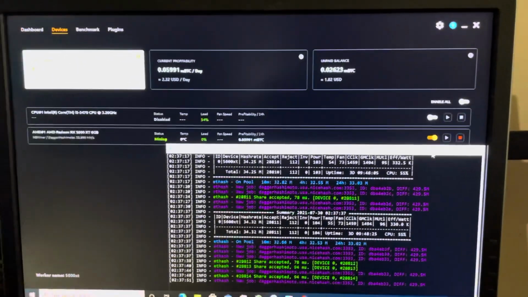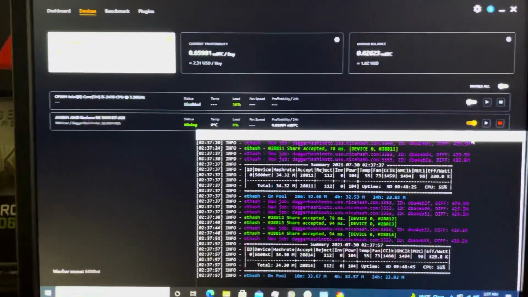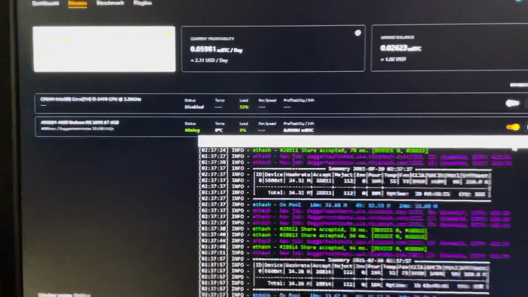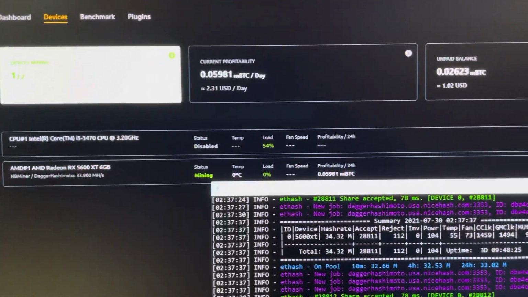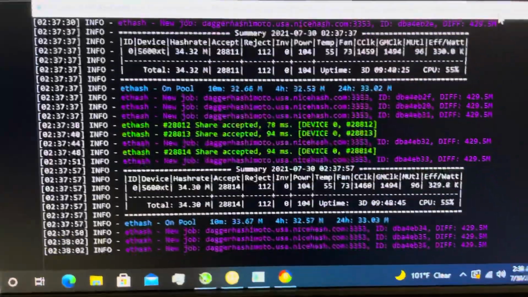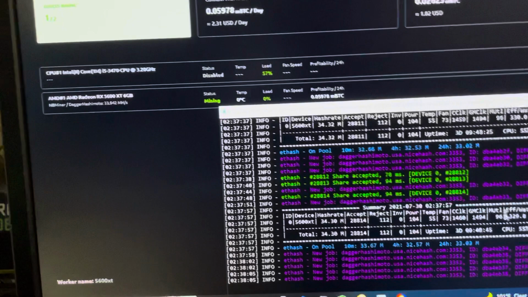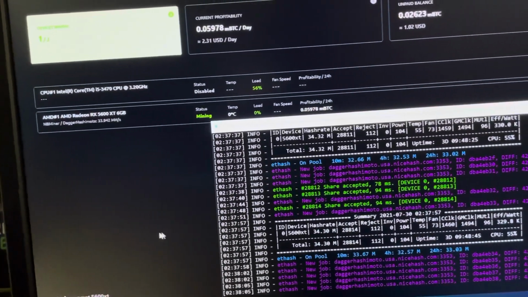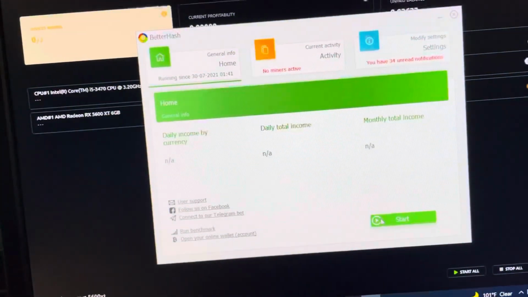This is the 5600 XT. As you can see, mining on Nicehash, making 231 USD a day, 34.3 mega hash. Haven't been doing too much overclocking or anything, but 231 is what we have to beat. Let's go over here and do that.